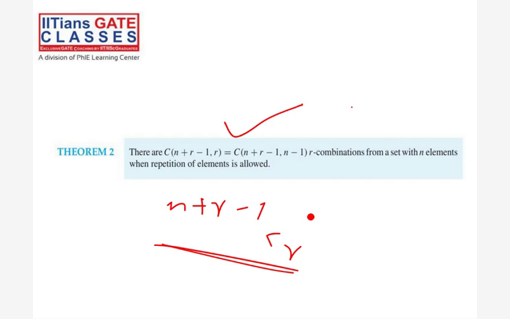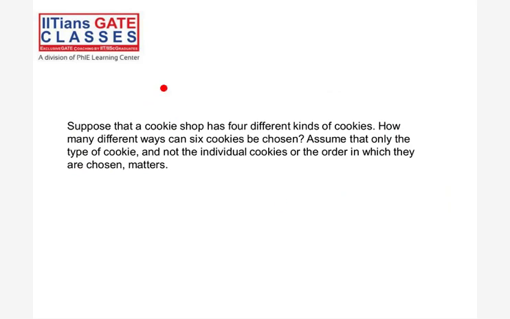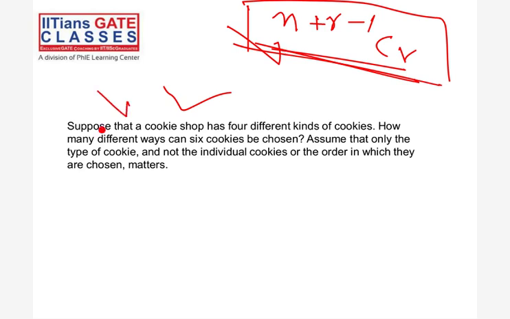For now, let's assume this formula is correct. In the next class we will also prove it. I will give the proof in the next class. So if you already know this formula, n plus r minus 1 C r, our formula whenever we want to make an r combination from a set of n elements, remember it by heart for today's class. In tomorrow's class we will prove it. For now, try to solve this question.